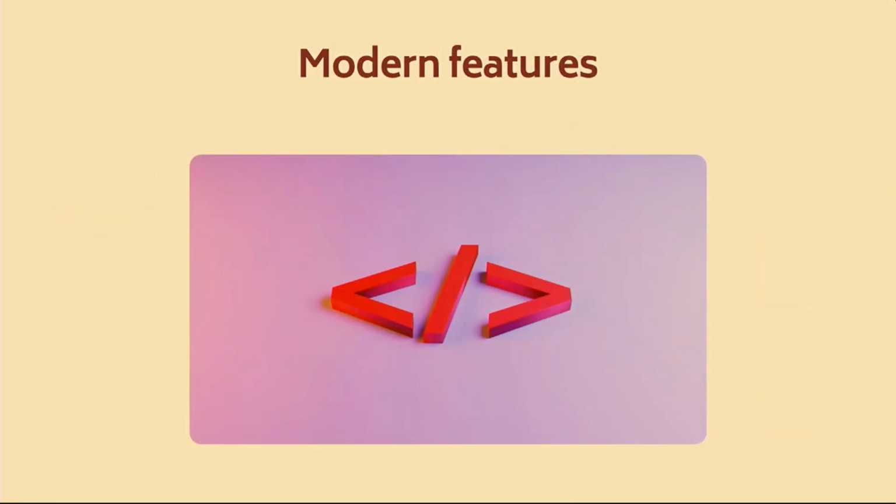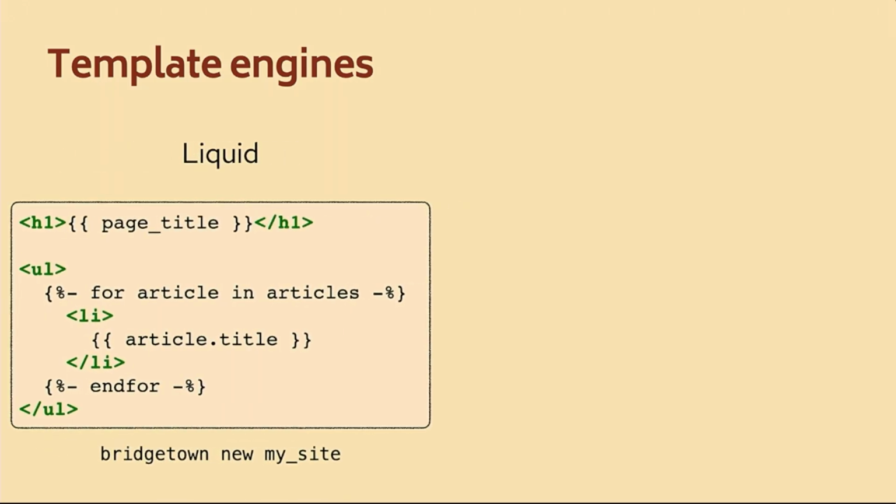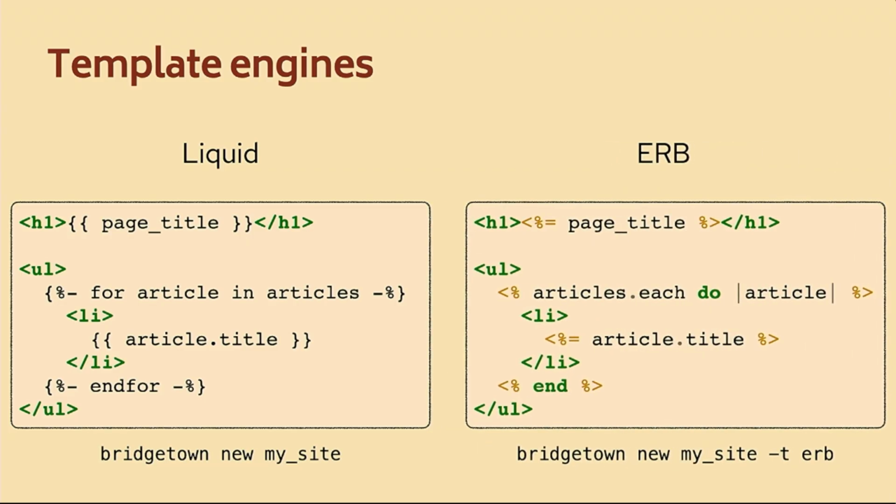Right, enough of that. Let's look at the modern features. So the first thing is template engines. Jekyll has support for something called Liquid, which is a template engine created by Shopify. It's quite restrictive and fairly clunky, and I don't like it. So we have support for ERB, which I really like, because it's just Ruby within HTML.